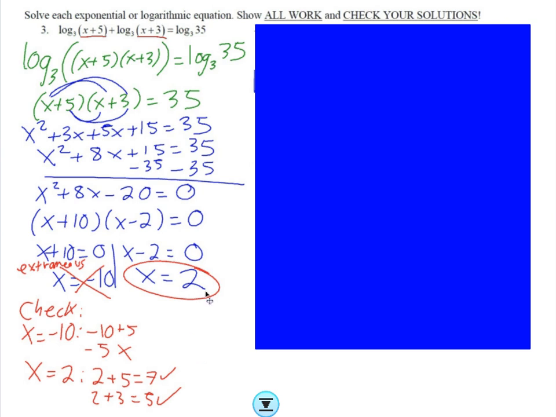Then I need to check x equals 2. 2 plus 5, that's 7, that's positive, that's good. 2 plus 3 is 5, also positive, that's good, which means x equals 2 is a real solution to this logarithmic equation.